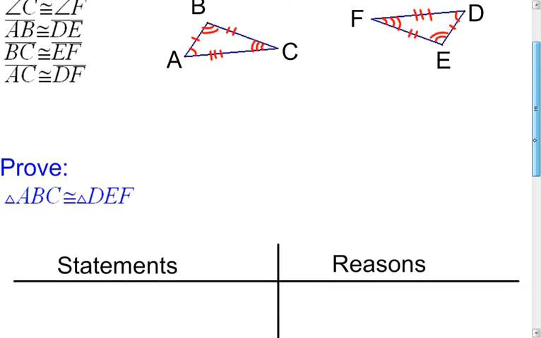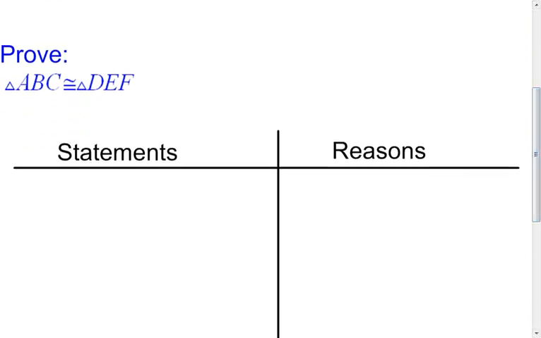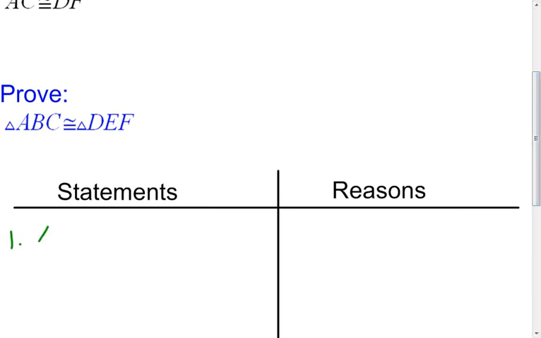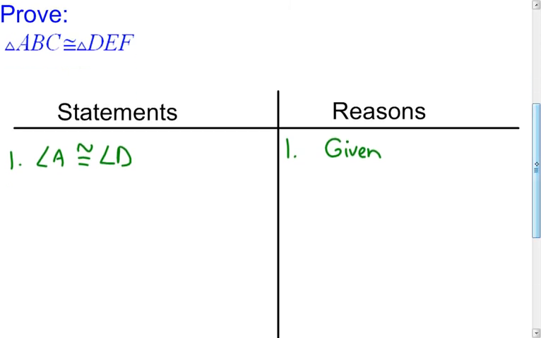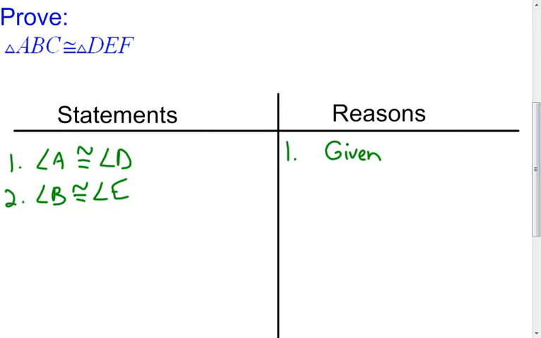So I'm going to write it as a 2-column proof, one that we're familiar with. I'm just going to start writing. Statement 1. Well, I'm going to go with all my given information. I'm going to go with angle A being congruent to angle D. And my reason for that is given. The problem gave it to me. I don't need a reference number for anything that's given. Step 2, angle B is congruent to angle, and I believe it was E. I'm going to go up here and double check. Yep. And again, my reason for that is given.